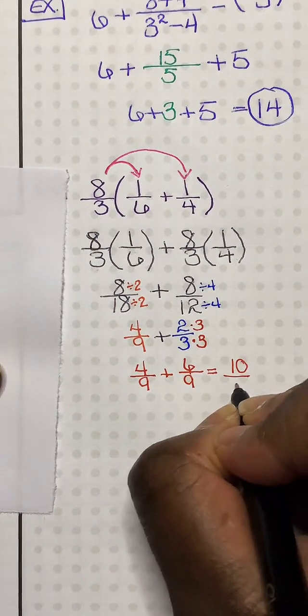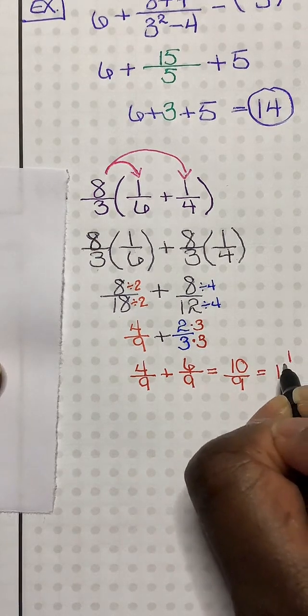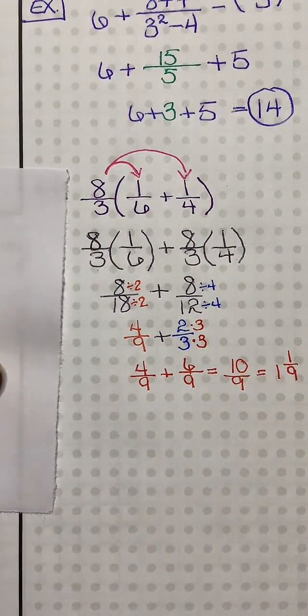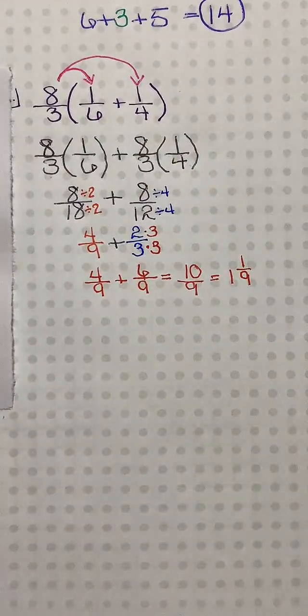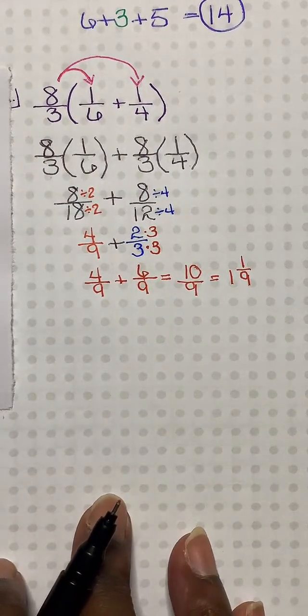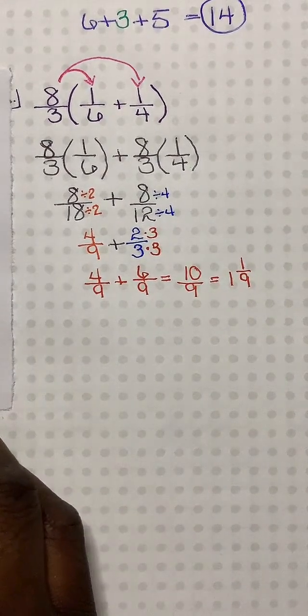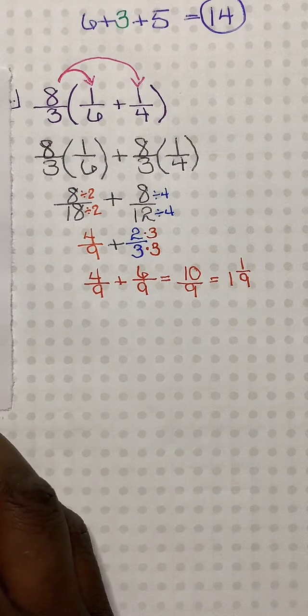Ridiculous. You have 10/9. But if you don't like improper, that will give you 1 and 1/9. Okay. Yep, so we got our 10/9 because we have a common denominator. Okay? That's one way. You're like, there's more. I'm like, yes, there is more.